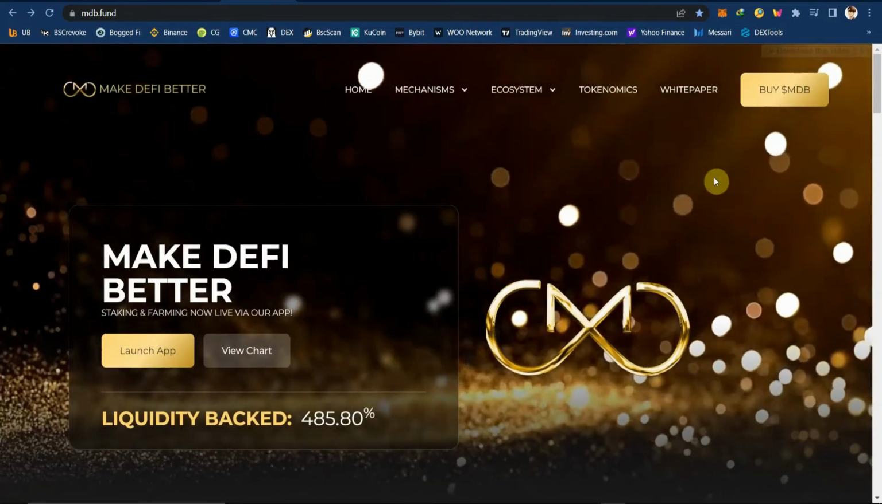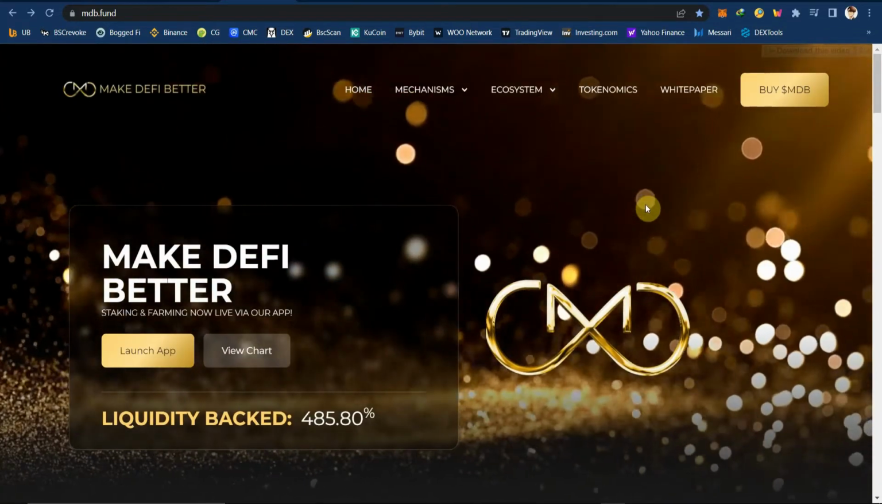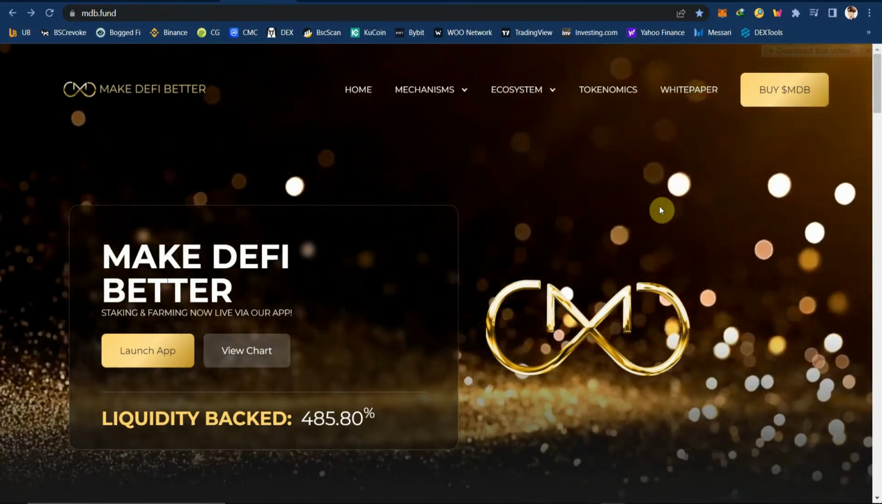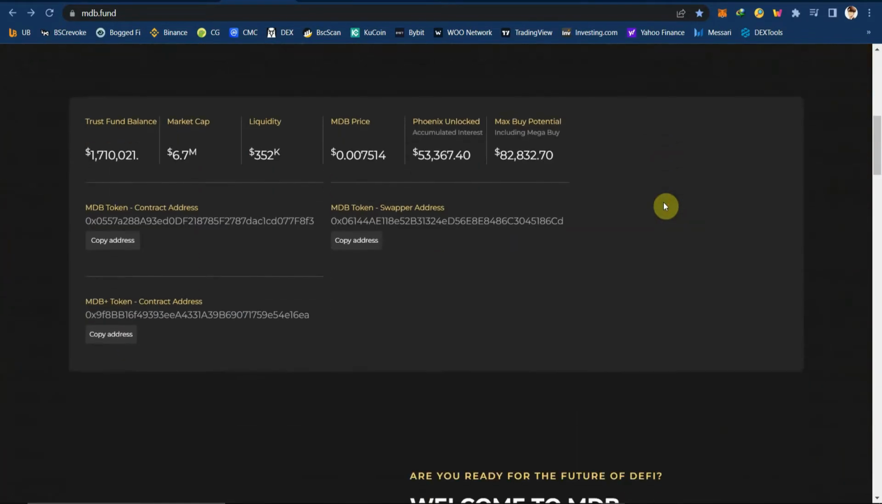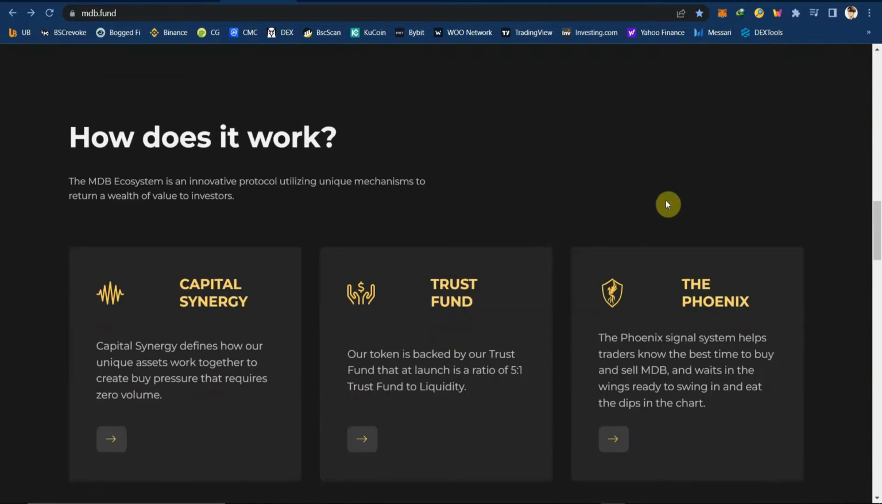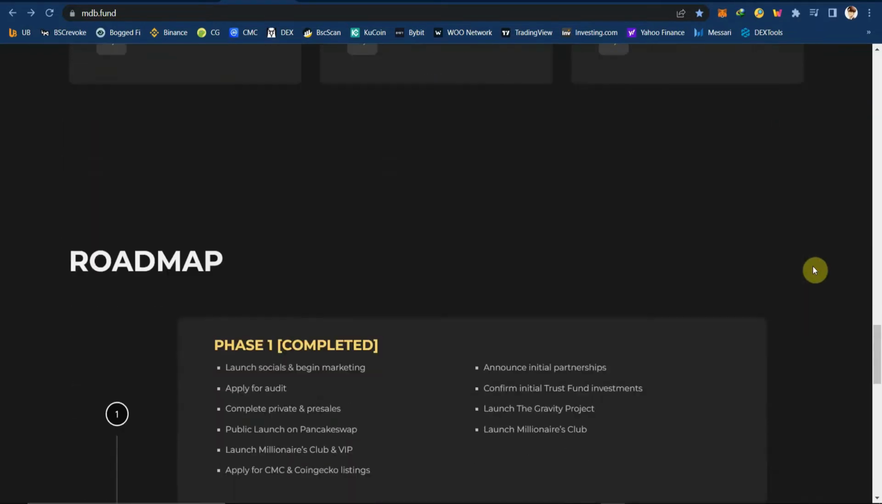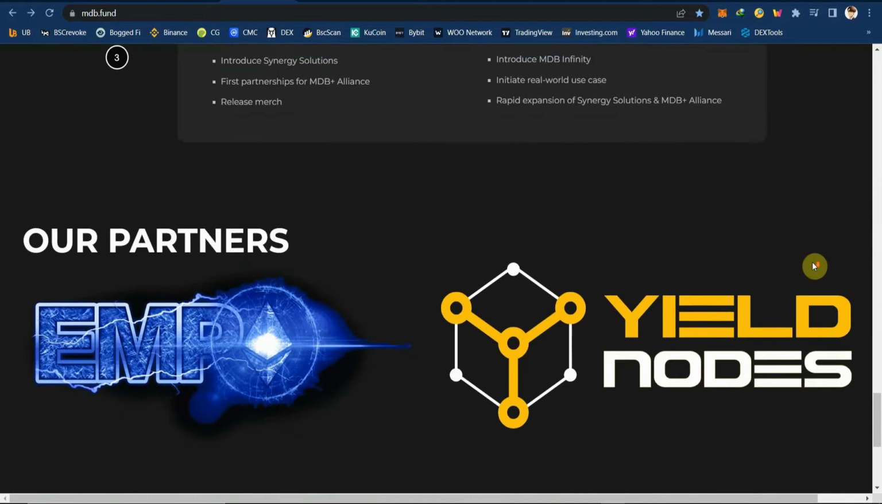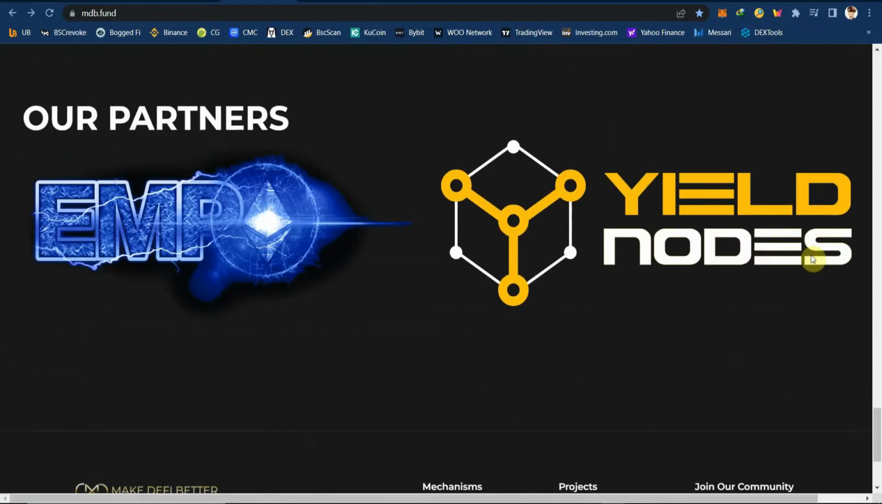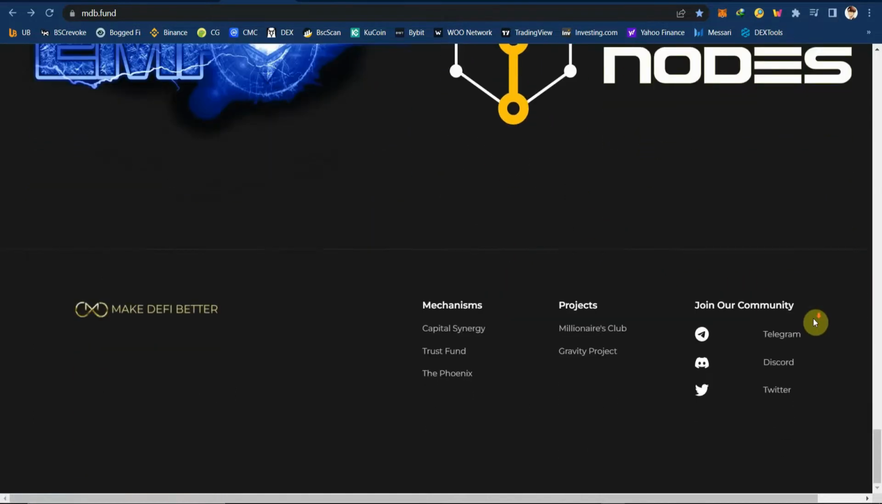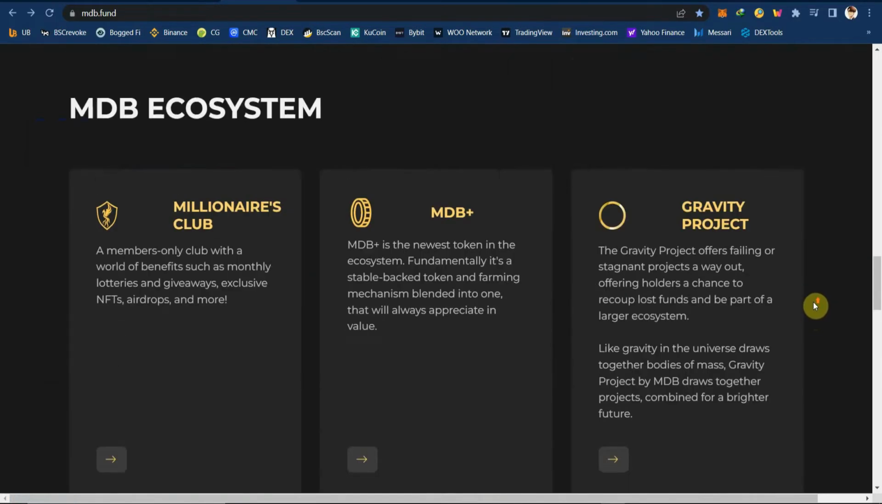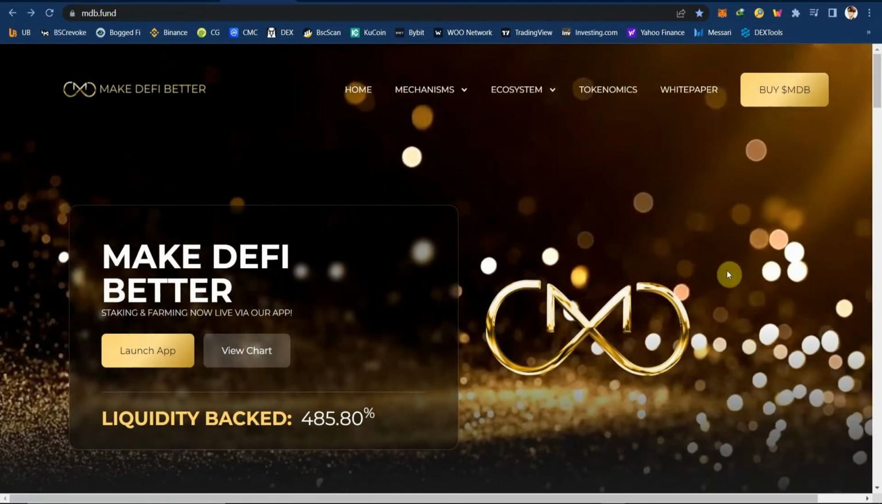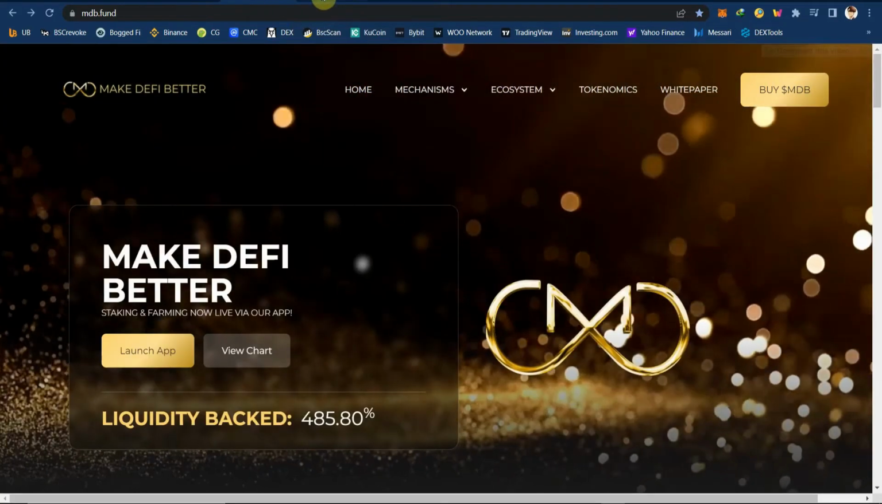So nice, right? This reminds me of the SteamX theme: gold, coffee brown, black and gray. On the web page, you'll get an overview of the project, and they also have a partnership with EMP, and a partnership with Yield Nodes. So this gives you a tip already on how they get some of that interest rate.